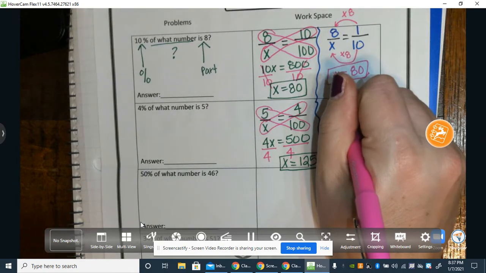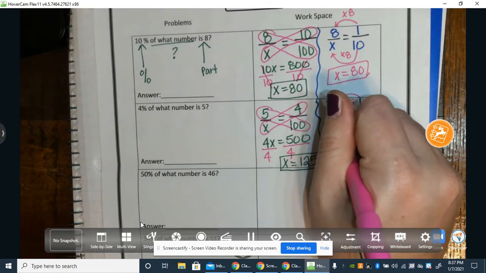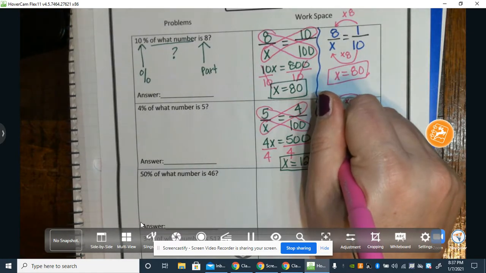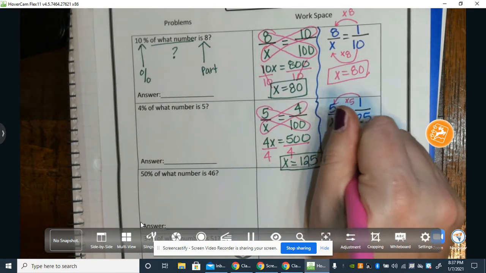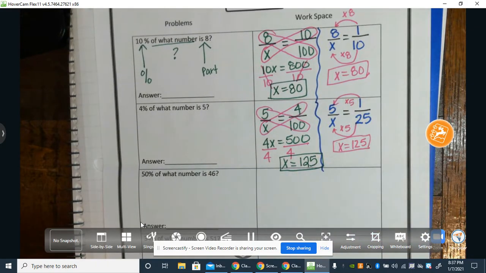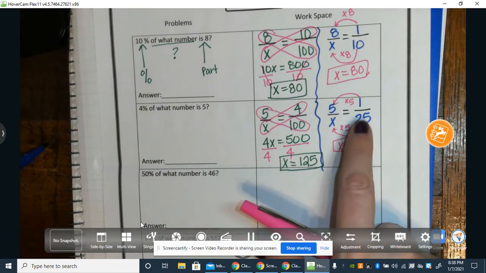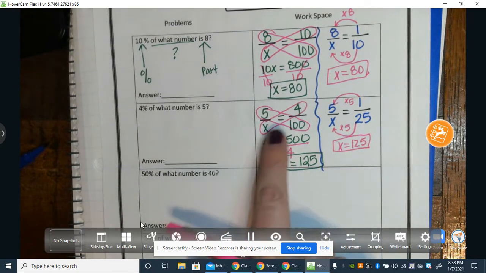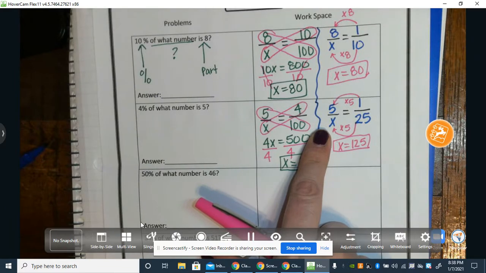Well, 1 times 5 gives me 5. Well, if I have 5 times 25, that gives me 125. Because if I have 5 quarters, I have $1.25. So I showed you both ways to do this. But this way, I just simplified the fraction. I simplified this percent to a nice fraction and was able to get it to there.